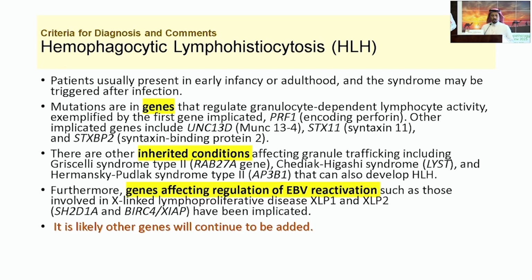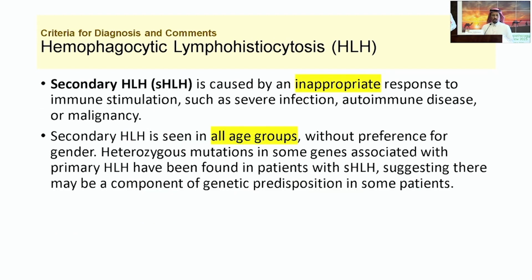It's likely other genes will continue to be added as a possible introducing or precipitating factor for HLH. Secondary HLH is related to infection, autoimmune disease, and malignancy. It happens in all age groups, without preference for gender.